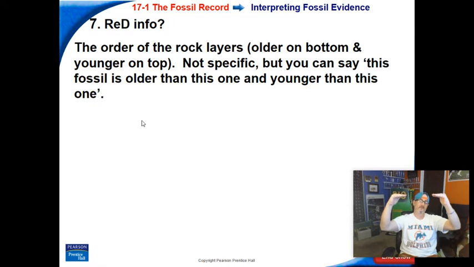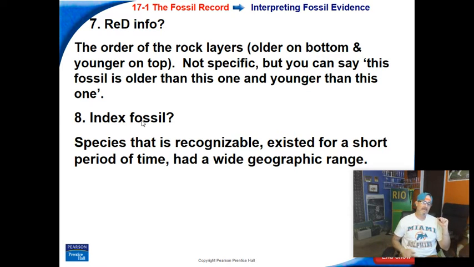And of course, if the fossil is found in that rock layer, then we know that fossil is approximately the same age as that rock layer. So fossils here are younger than fossils down here. And if you find a fossil in the middle, it's older than the one up here, but it's younger than the one down here. So that's what relative dating means. Older than, younger than.